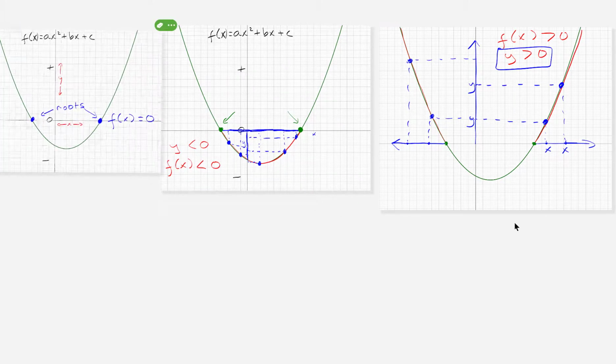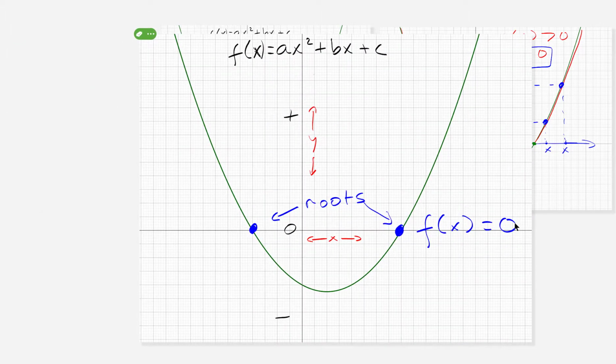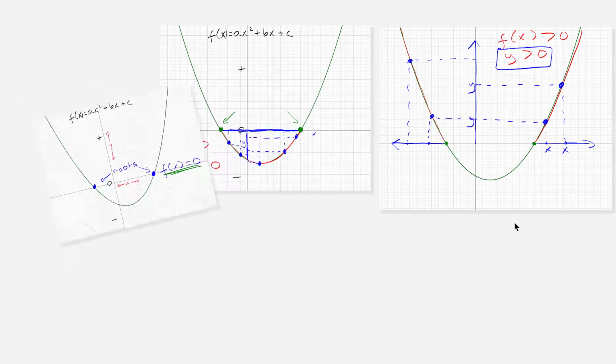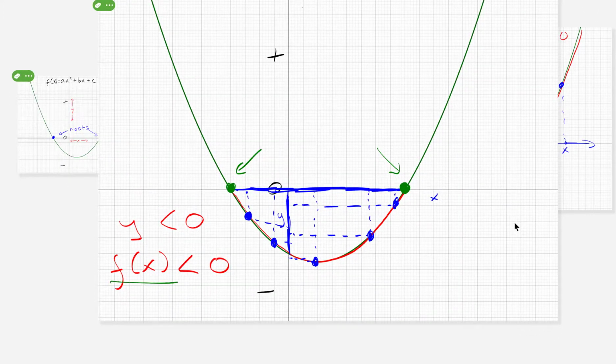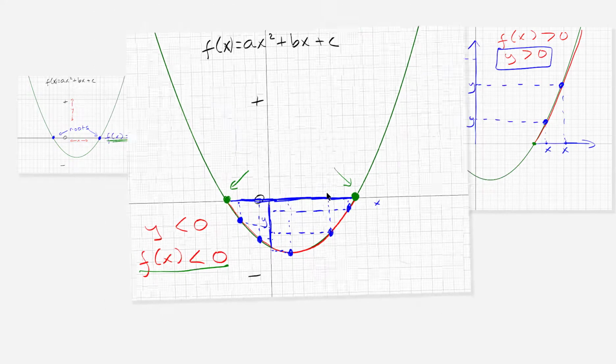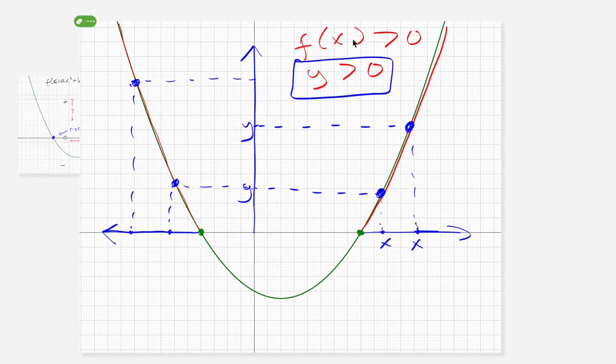All right, remember, when you're looking for the roots, you put the function equals to 0. So the roots is where the function equals 0. If you care about where the function is less than 0, you generally care about the x values in between the two roots. And if you care about where the function is greater than 0, you care about the x values outside the two roots.